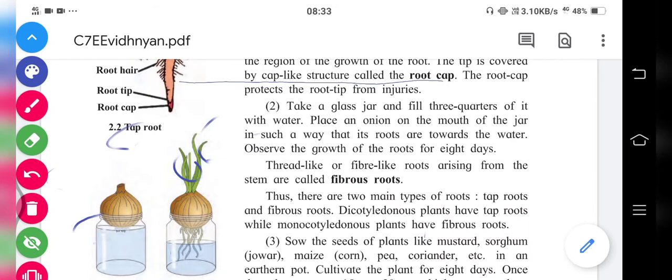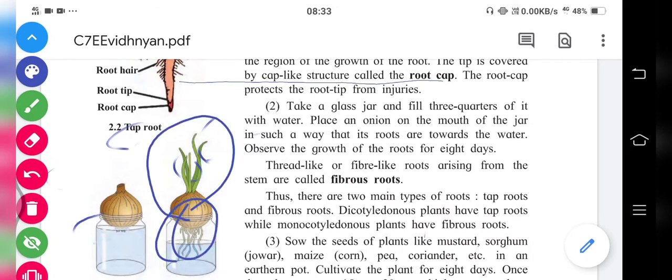Observe the growth of the root for 8 days. After 8 days you will observe that the root below will grow, near to the water. Also above, the plant will grow. That is the onion plant, after 8 days.